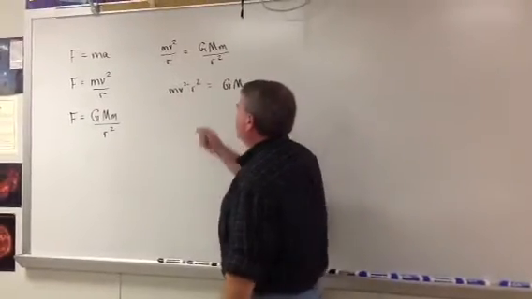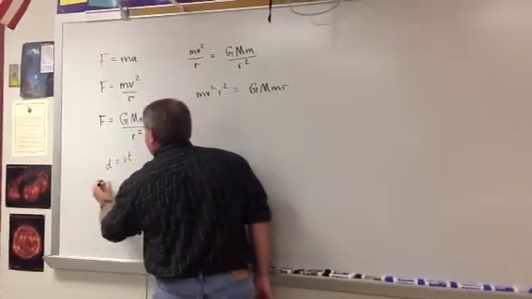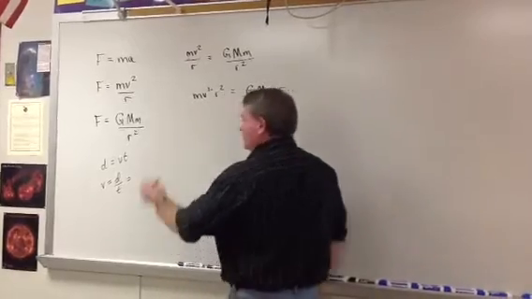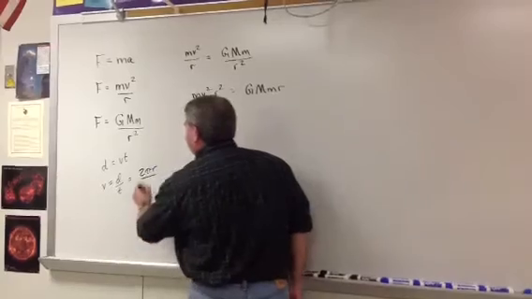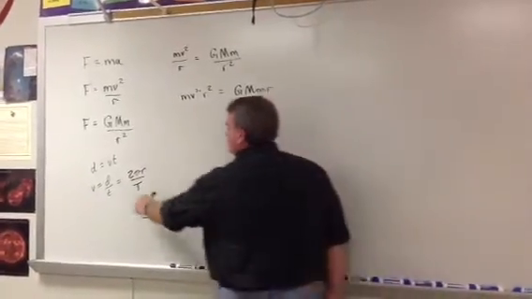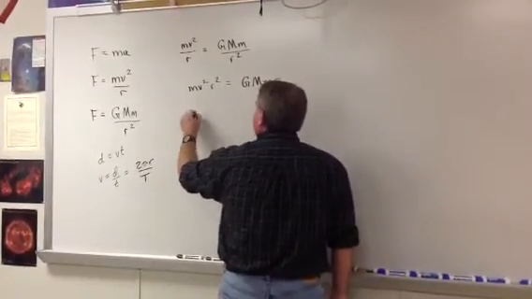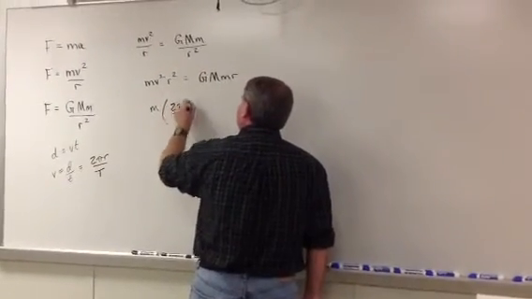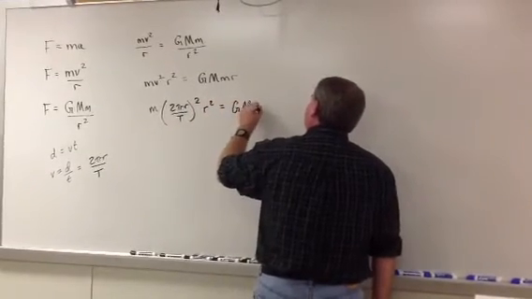Now, v squared in circular motion, let's look at that. Distance is equal to velocity times time, so velocity is equal to a distance over a time. The distance in circular motion is equal to the circumference, so that's 2 pi r, and the time is called the period, so that's a capital T. We're going to substitute what the velocity in circular motion is equal to in here, and that's going to be squared, so 2 pi r over the period squared times r squared is equal to GMr.